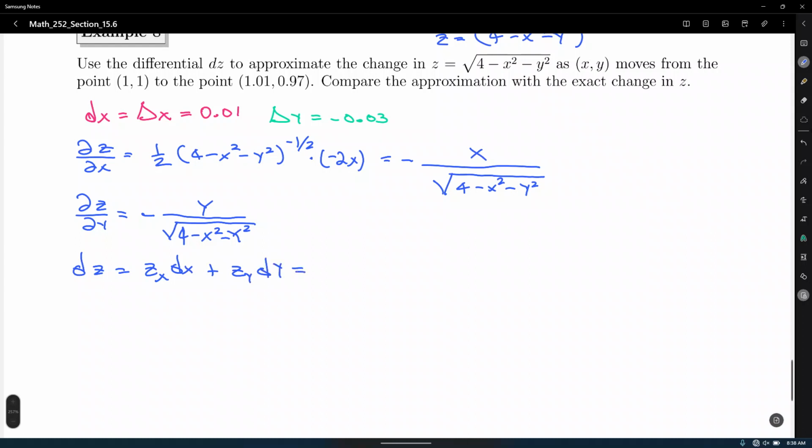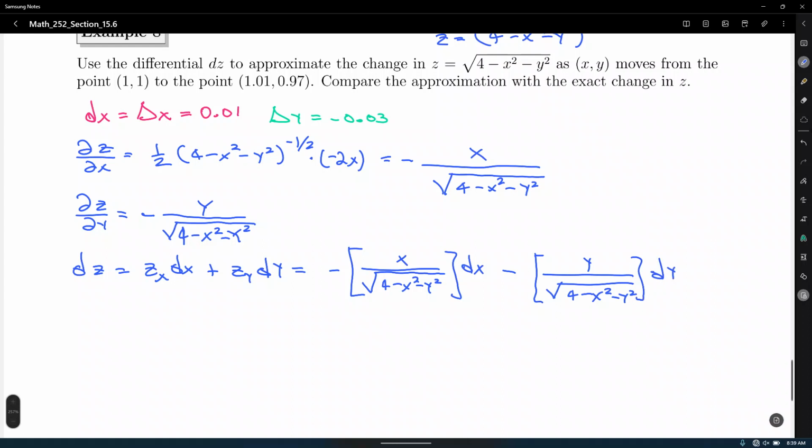That is the partial with respect to x, which is what we just got right here. That is negative 1 over x, or rather x, over the square root of 4 minus x squared minus y squared, dx. And in this case plus, but rather minus, because the partial derivative with respect to y is a negative term. Y over the square root of 4 minus x squared minus y squared, dy. Okay? So that is the expression that will calculate the approximated change.